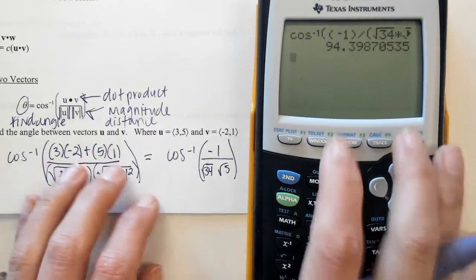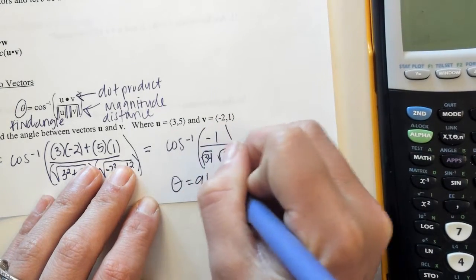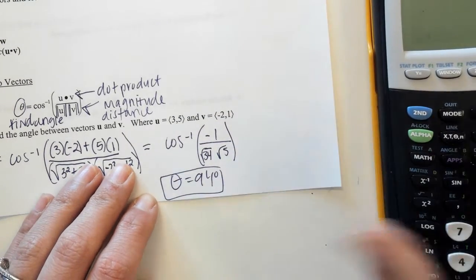So the angle that's between these two vectors it would be 94 degrees. Any questions about that one? Let's try one more together.